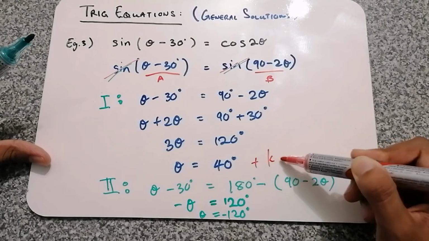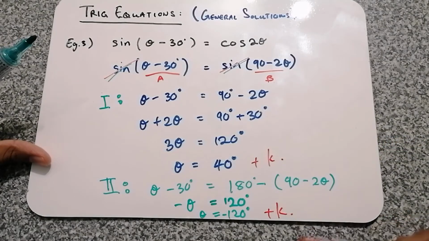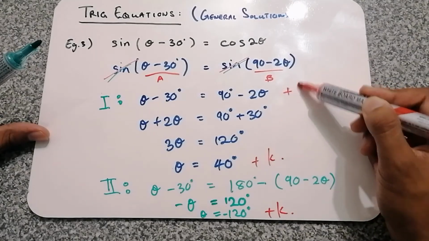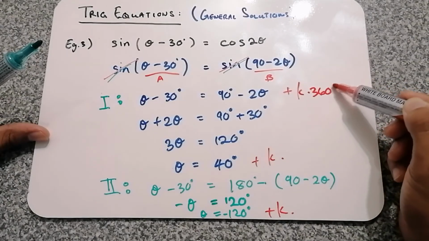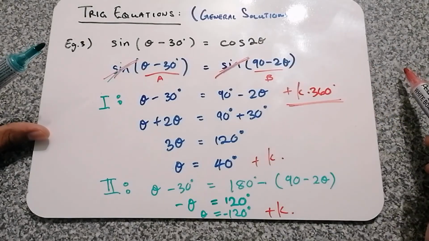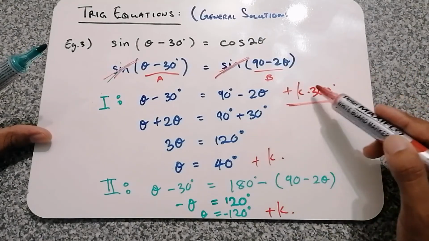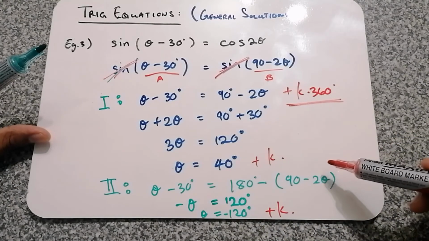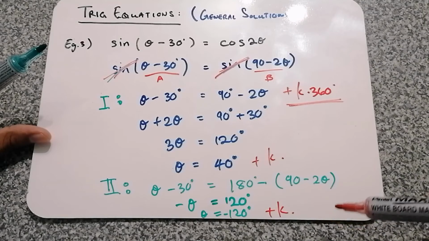So here we now need to write our plus k 360s. The thing is, you actually start writing plus k 360 here already. The moment you cancel your sines, you start writing this. But I don't have to write it all the way. I can just write it at the very last step. And here at this last step again.